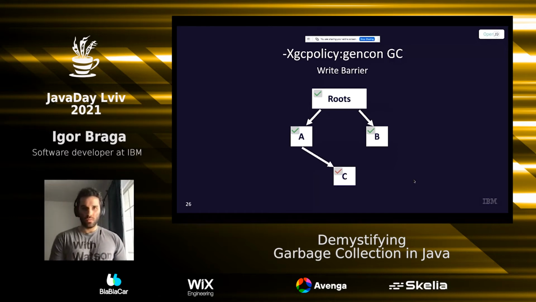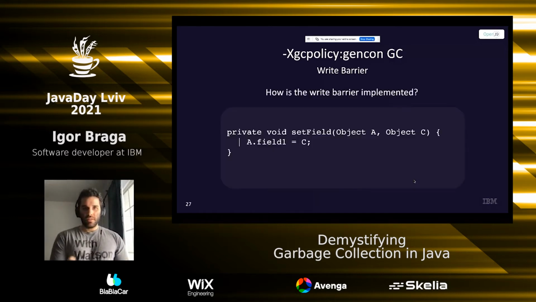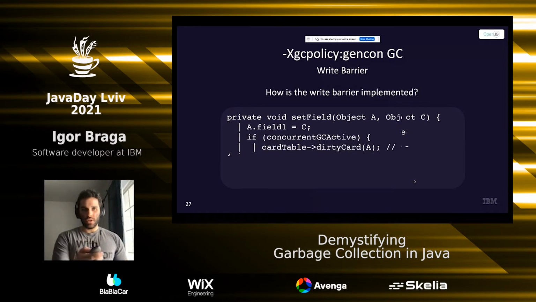So what can we do? The barrier is implemented this way. After the store here, we check: is there a concurrent GC active? Is there a concurrent marking phase active? If there is, we dirty that object, in this case A, so that at the end of the GC, we go to this card table and traverse these objects that we might have forgotten if we didn't have the barrier. And so in our case, we would remember object C instead of collecting it erroneously.